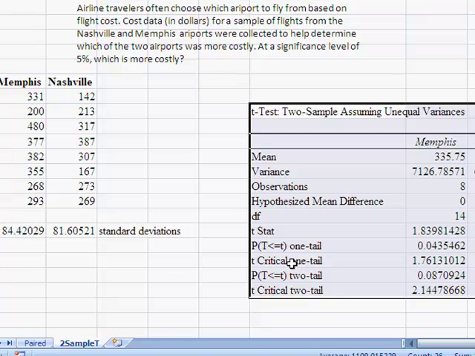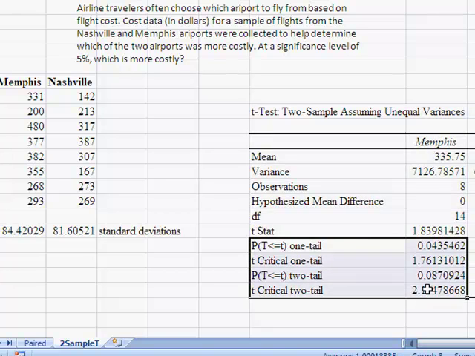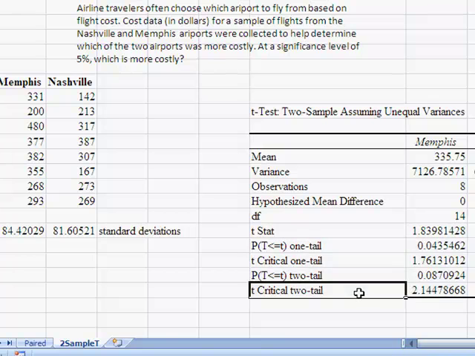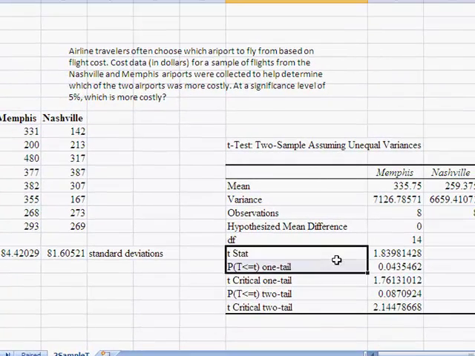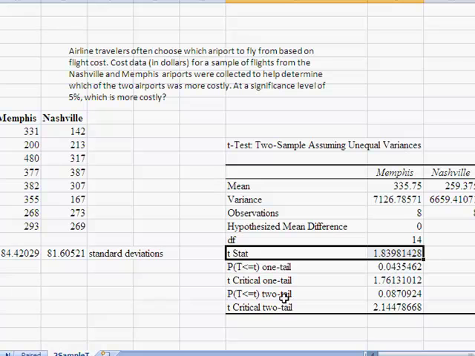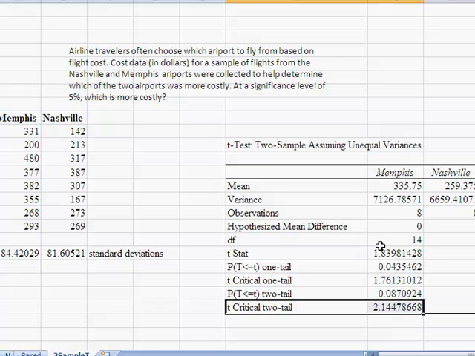Now, Excel did not ask us whether we were doing a one-tail or two-tail test. I set this up and thought it through and decided I already wanted to do a two-tail test. So now, how do I actually look at this t statistic and compare it to my critical value? Well, I'm doing a two-tailed test, so I want to compare my t statistic to this two-tail critical value.